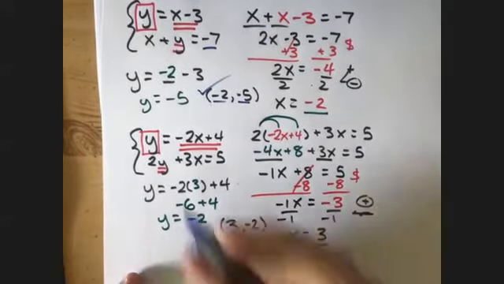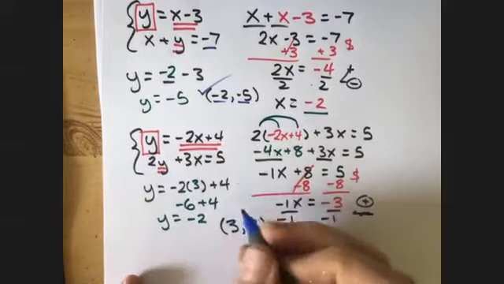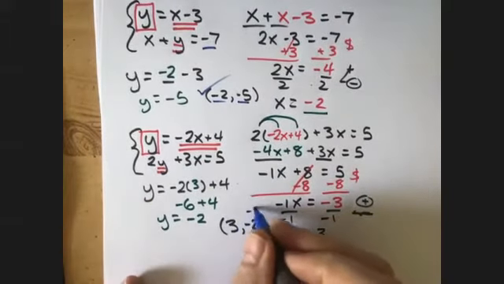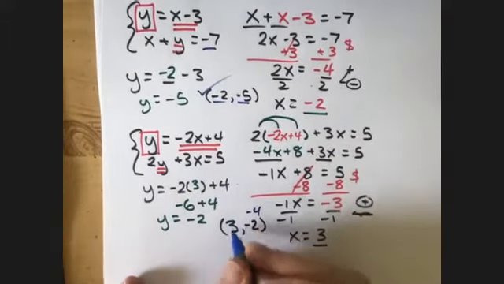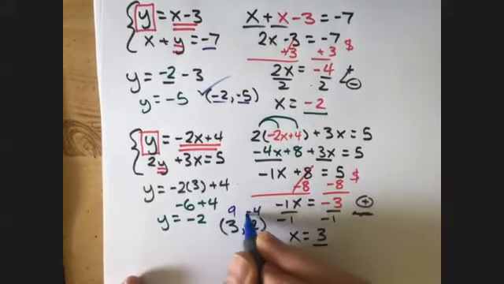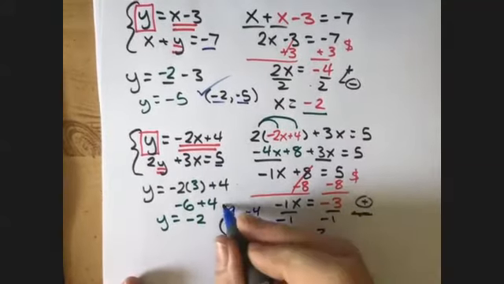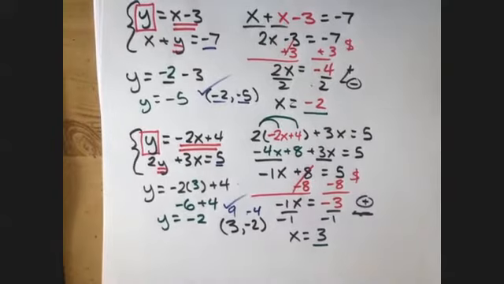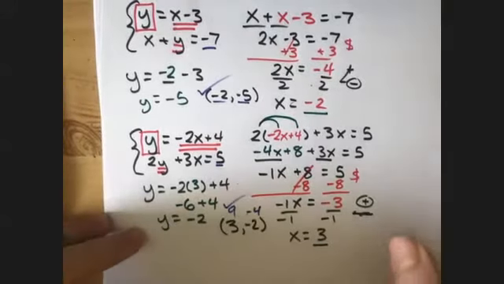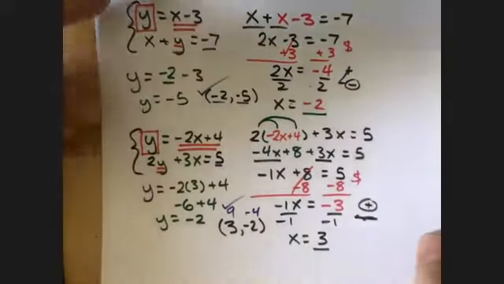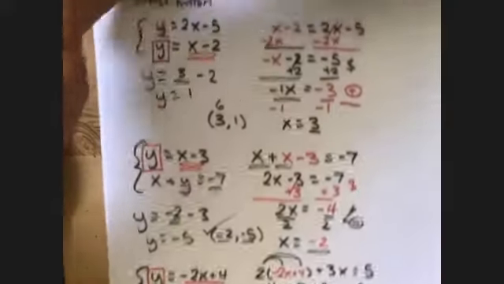Now I check. I'm going to do 2 times y. All right, 2 times negative 2 is negative 4. 3 times x, 3 times 3 is 9. 9 minus 4 is 5. I've checked it. I know I'm right. I'm happy, and I keep going. I flip this paper over, and I'll show you the other level 2, level 3.